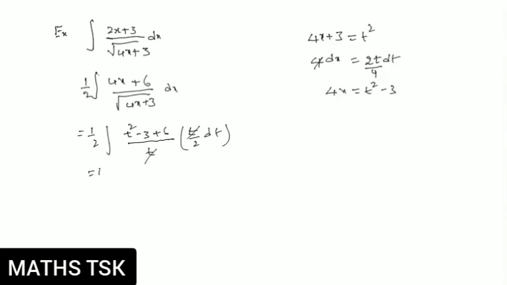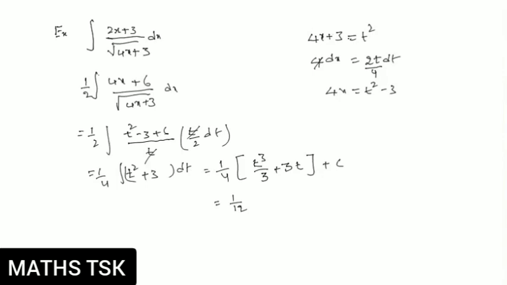So 1 by 4 into the integration of t square plus 3 into dt. So what is the value of this? 1 by 4 into t square integration is t cubed by 3, plus 3 into the integration of dt is t, plus c. So what is this? 1 by 12 t cube.